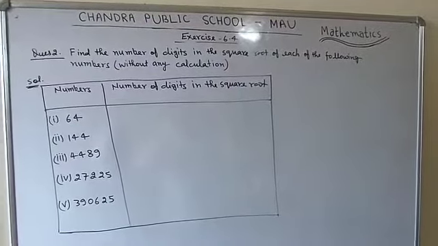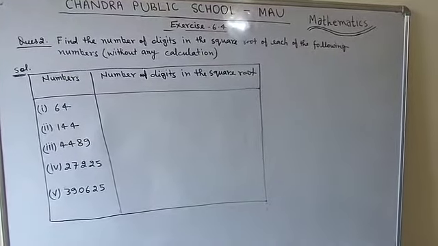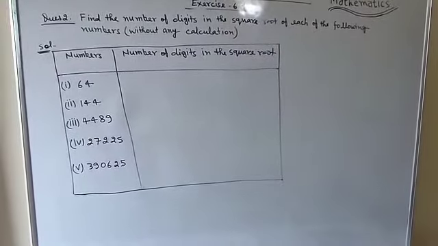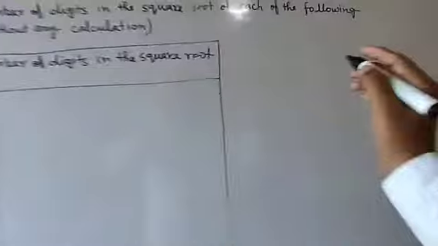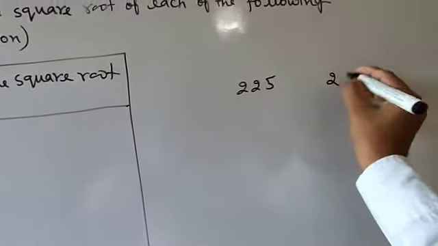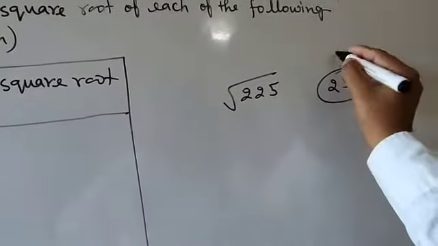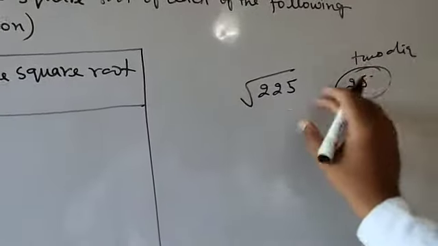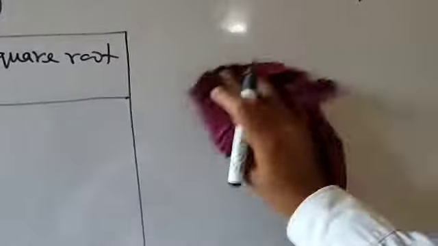Now question number 2, it is given: find the number of digits in the square root of each of the following numbers without any calculation. So students, you only need to find the number of digits in the square root of the number. For example, if I write 225, its square root will be 25. So how many digits are there in the square root of 225? 2 digits. You are not supposed to find the square root, only write how many digits are there in the square root of the number.